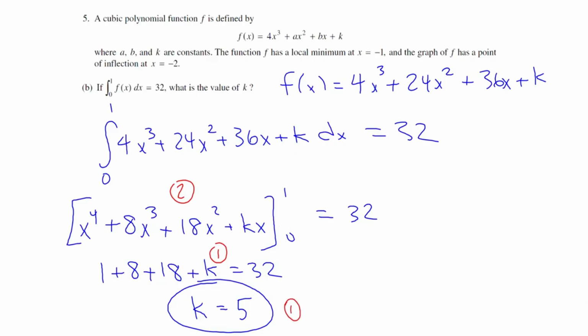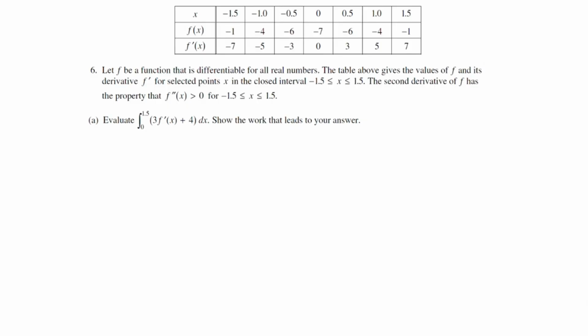And that's the end of that function FRQ. It was question number 5 from the 2001 AP Calculus AB exam. All right, this is question number 6 from the 2002 AP Calculus AB exam. It's a function FRQ where we're given a function f that's differentiable for all real numbers. And then we have values of f and f prime on the interval negative 1.5 to 1.5 in this chart. And we also know that the second derivative is always positive. In other words, f is always concave up. And for part A, it just wants us to evaluate an integral of 3f prime plus 4.